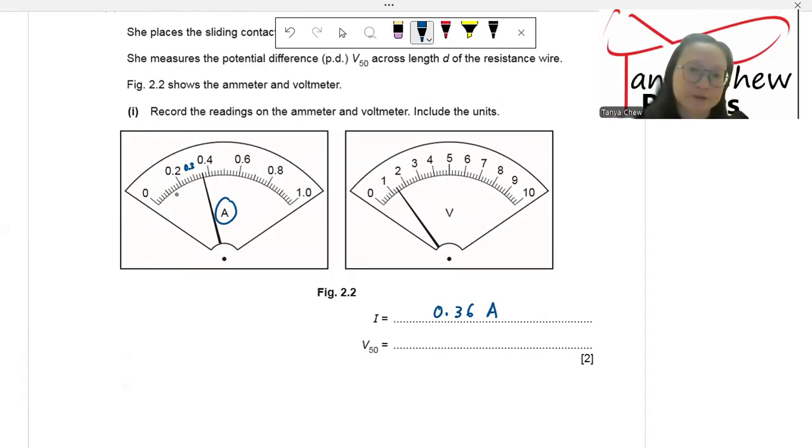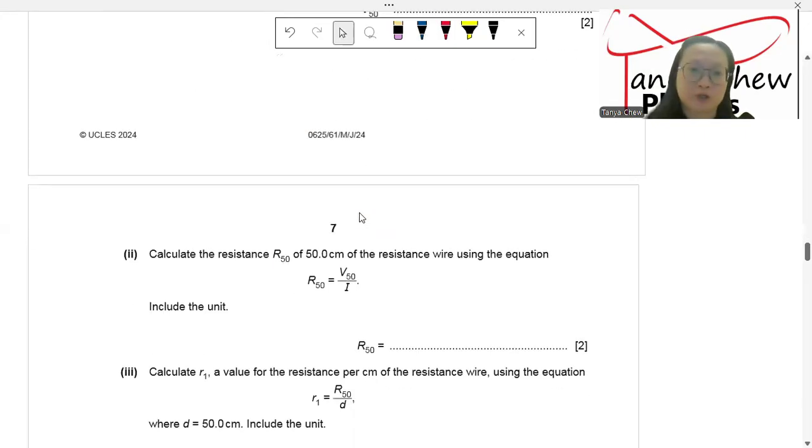And for the voltmeter, the difference is 0.2, right? The smallest scale is 0.2. This is 1.2. This is 1.4. So this is 1.4 volt. That's the unit of the voltmeter, right? For the voltage or the PD.